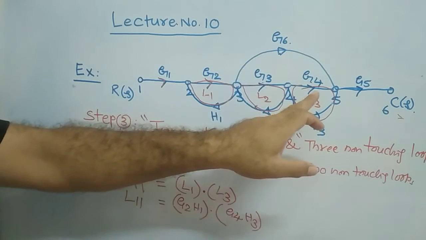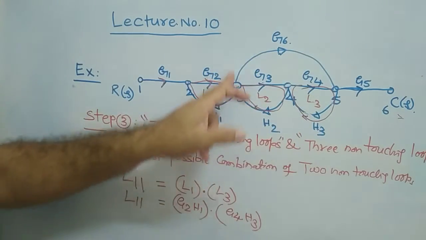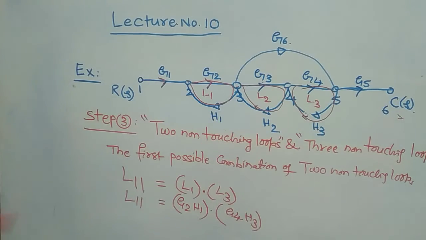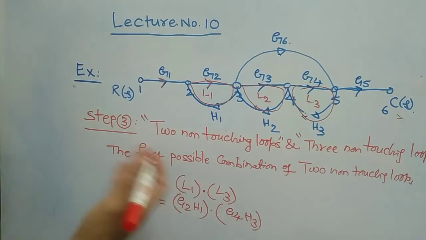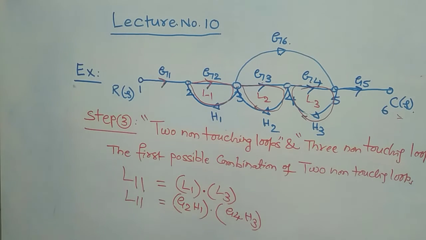L4 is touching L3 and L2. Even this L4 is touching L1 here. Therefore, there is no other possible combination of 2 non-touching loops. We have only one possible combination of 2 non-touching loops.